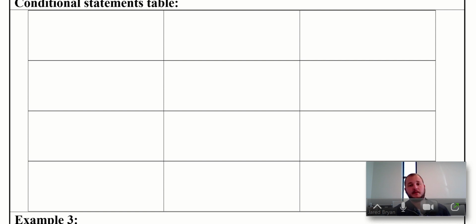Okay, so hopefully you have this drawn. Hopefully you have the rows and the columns. And here's what we're going to do. In the first column, we're just going to write the names of all of our kinds of statements. Okay, so first one we talked about was conditional.